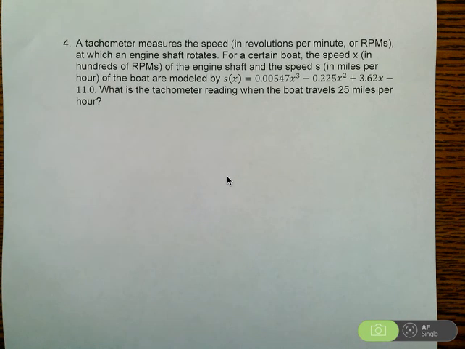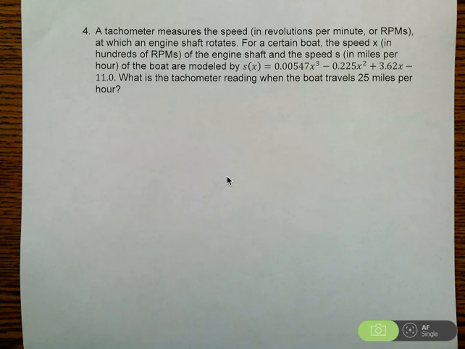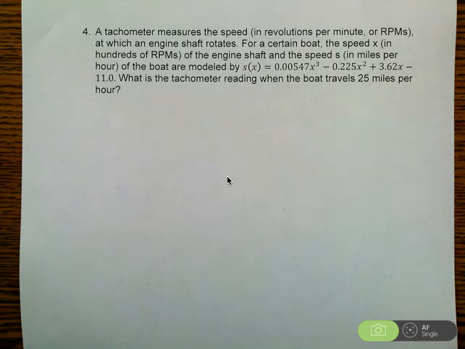A tachometer measures the speed in revolutions per minute, or RPMs, at which an engine shaft rotates. For a certain boat, the speed x in hundreds of RPMs of the engine shaft and the speed s in miles per hour of the boat are modeled by s of x equals that. And then what is the tachometer reading when the boat travels 25 miles per hour?